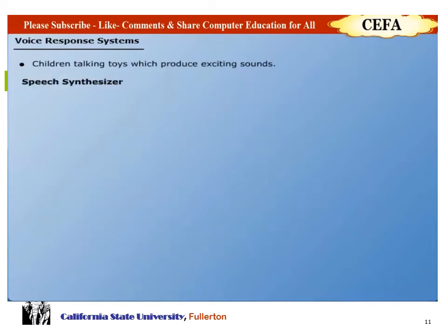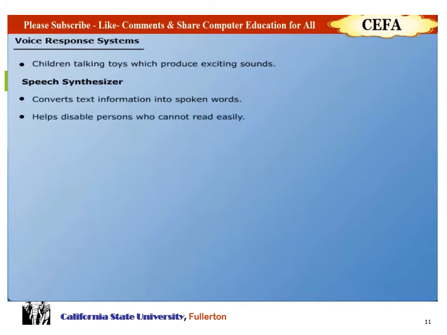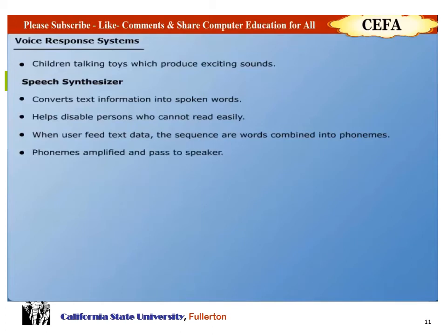Speech synthesizer. A speech synthesizer helps convert text information into spoken words or sentences. A speech synthesizer program is helpful for disabled people who cannot easily read. Whenever a user feeds the data in the form of text information, the sequence of words is combined into phonemes. The phonemes are amplified and passed on to a speaker.